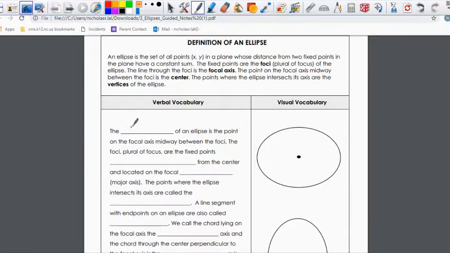The center of an ellipse is the point on the focal axis midway between the foci. The foci, plural of focus, are the fixed points equidistant from the center and located on the focal axis. The focal axis is called the major axis. The points where the ellipse intersects its axis are called the vertices. A line segment with endpoints on the ellipse is also called a chord.